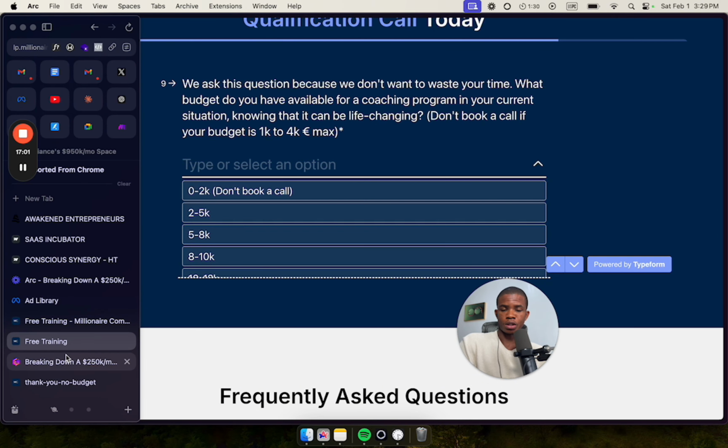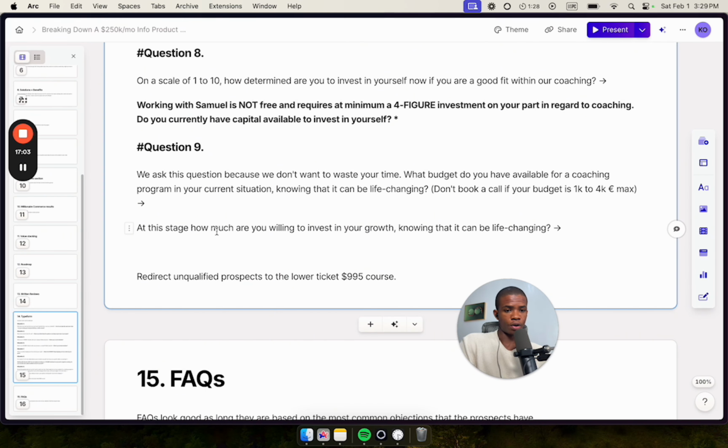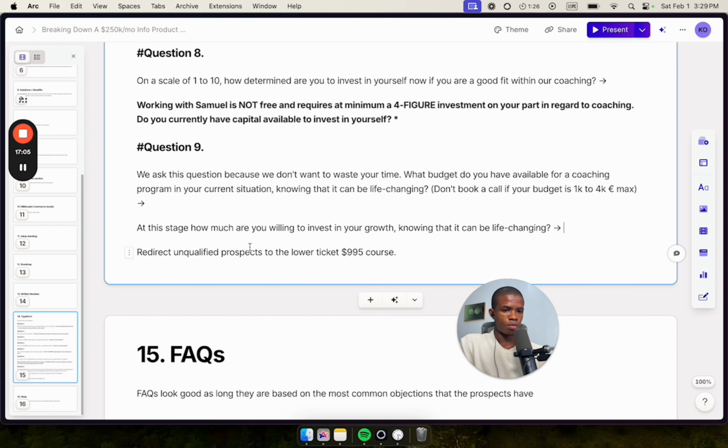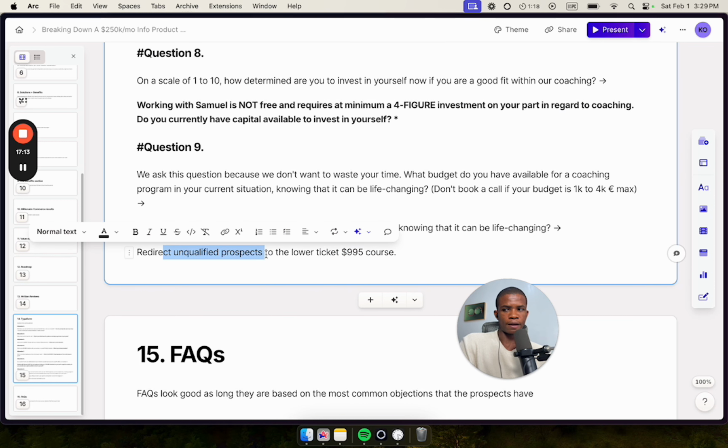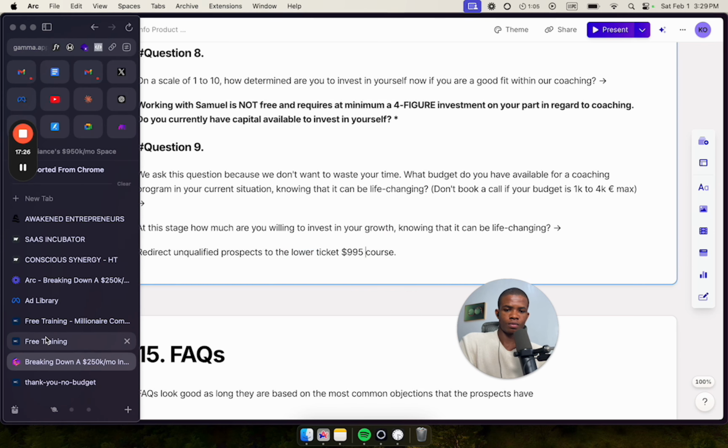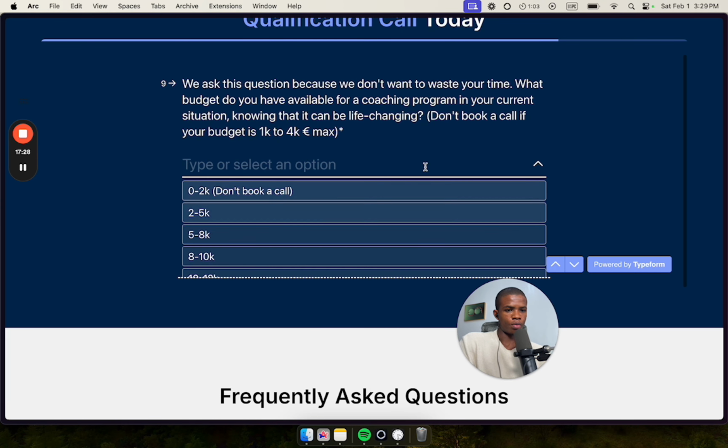And what you simply do, this might sound very obvious, at the same time it sucks, but what you do is redirect the unqualified prospects to a lower ticket course, because you can create that and you probably already have that in your program, because he's running a coaching community. So it's going to be relatively easy, at least, to create a $995 course that these prospects are going to be redirected to. So that's what I'll personally do there.